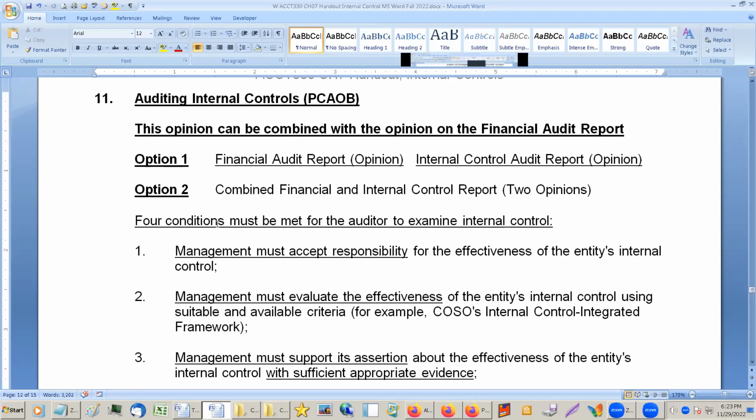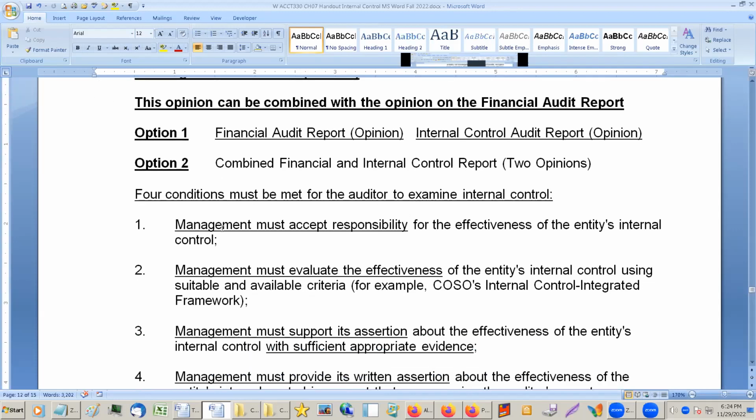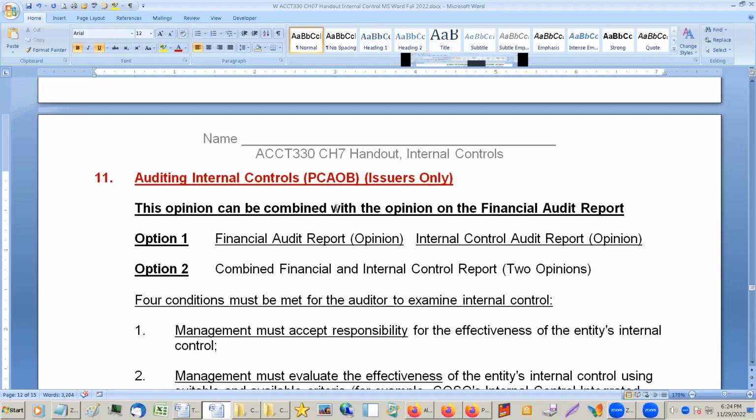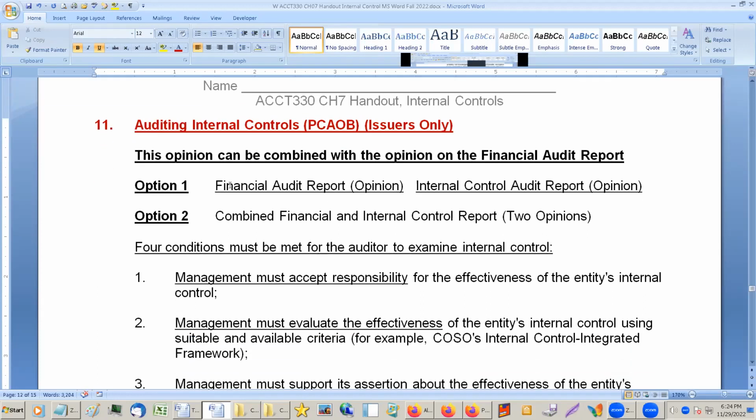Auditing on the internal controls. This is for issuers only. There is an audit on internal controls you can do through the AICPA, but it's different than for the PCAOB. So for the PCAOB, there are two audits, and you can split them up.